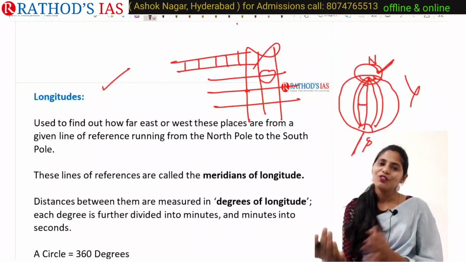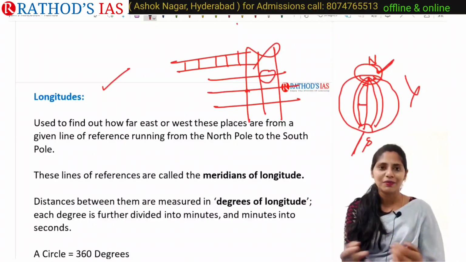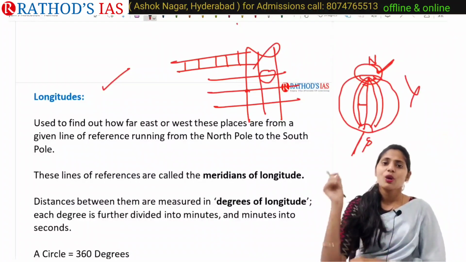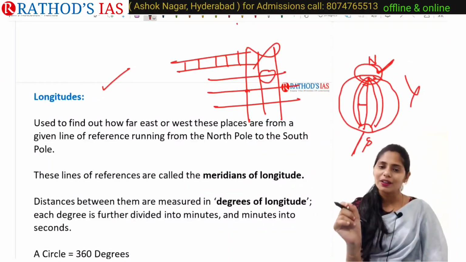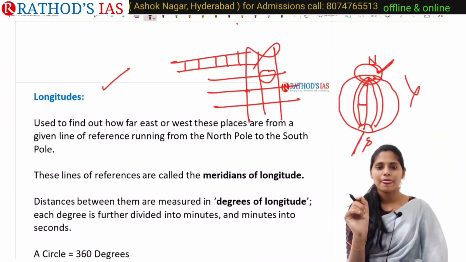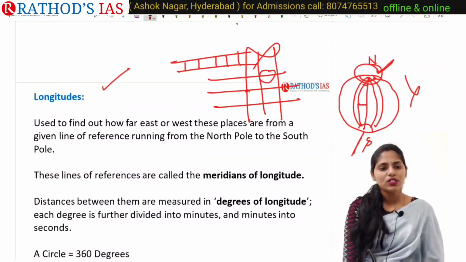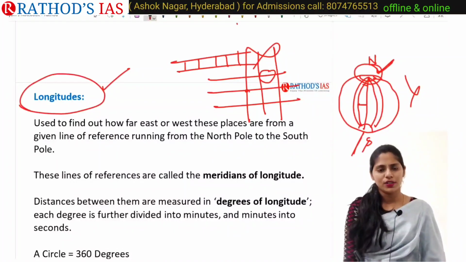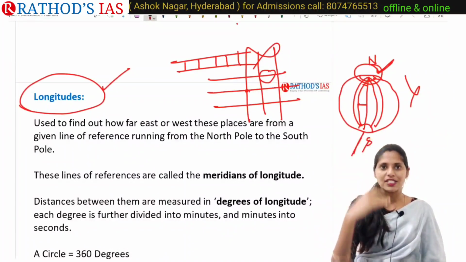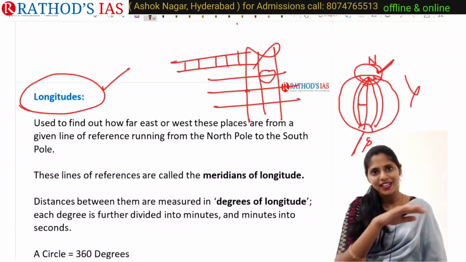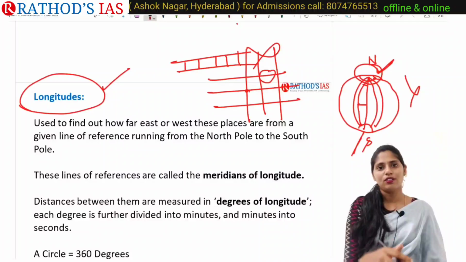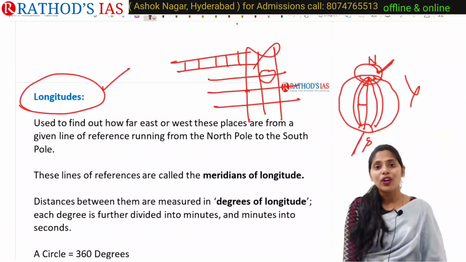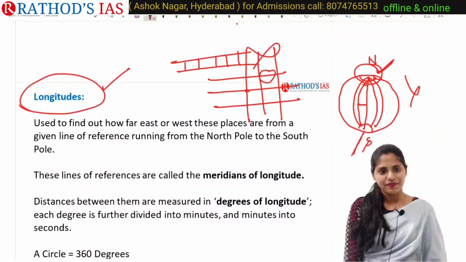So without latitudes, if you are drawing only longitudes to identify the place, it is also a waste of time. Both these latitudes and longitudes help to locate a place exactly. If you see here, these longitudes mainly run vertically, while latitudes mainly run horizontally. These are vertical imaginary lines.